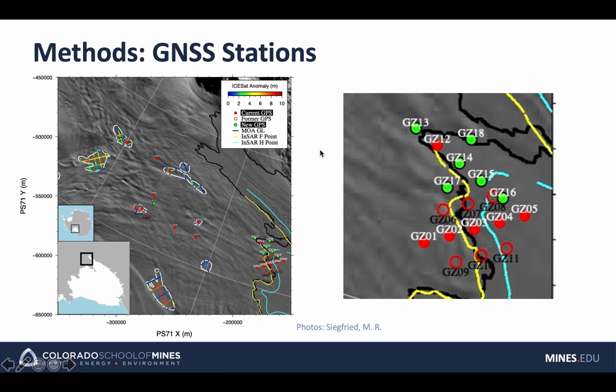The GNSS stations that are used in this analysis come from 118 long-term existing stations positioned across the continent. As shown on the map to the left, there are subsets of stations located throughout the continent. The subsets that are focused on in this analysis are located in the bottom right corner. The right map shows the subset zoomed in.